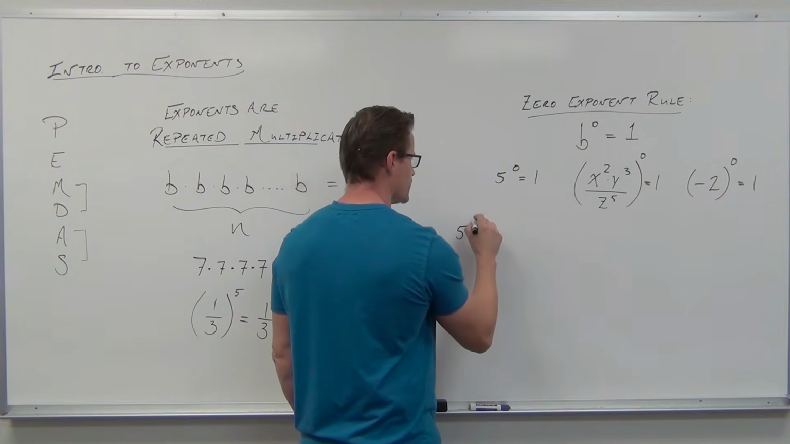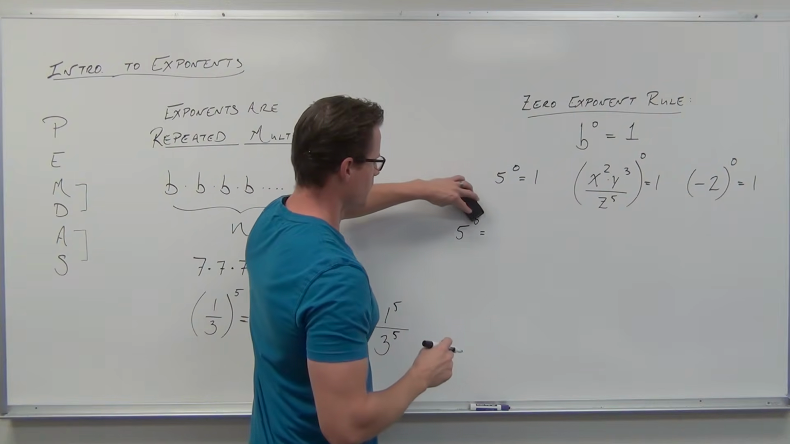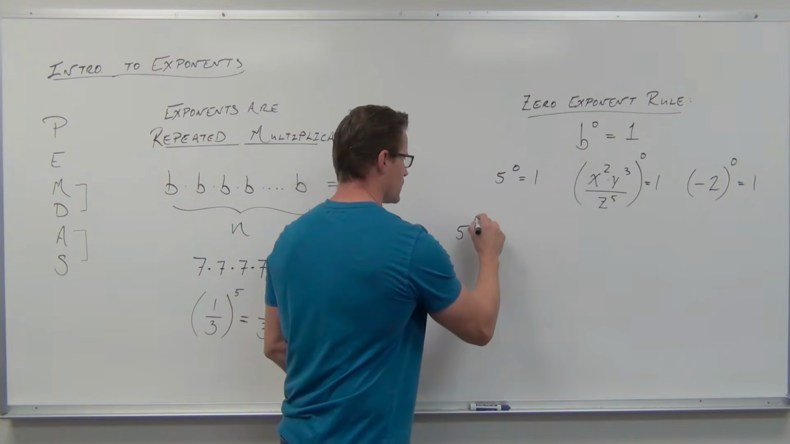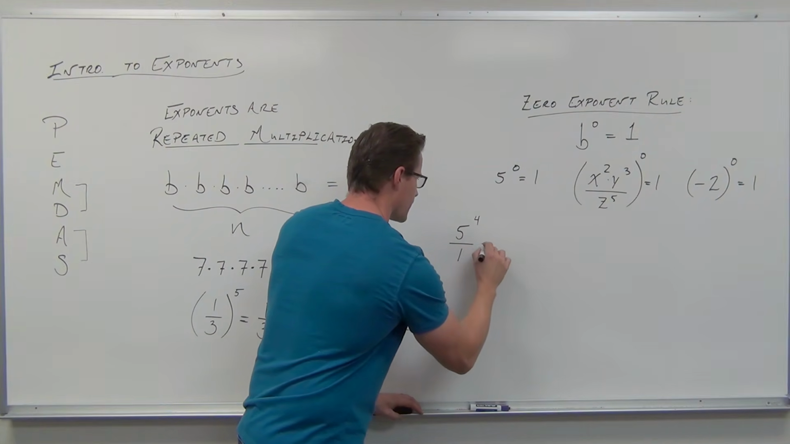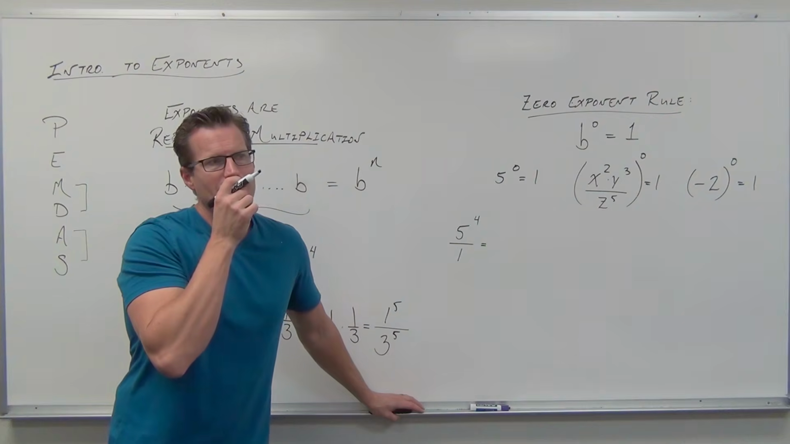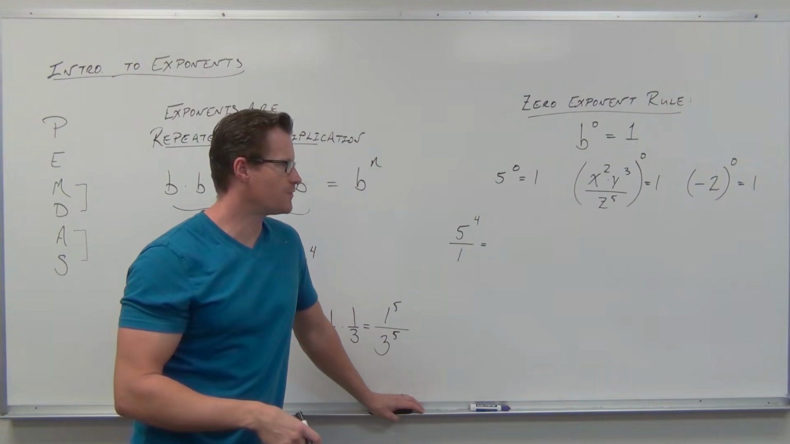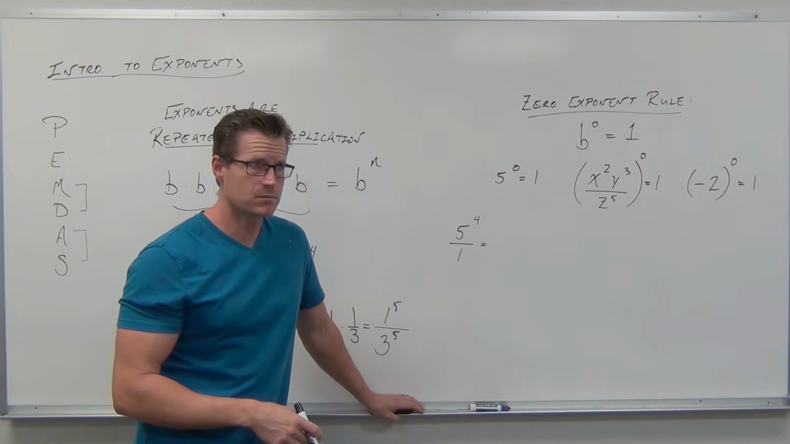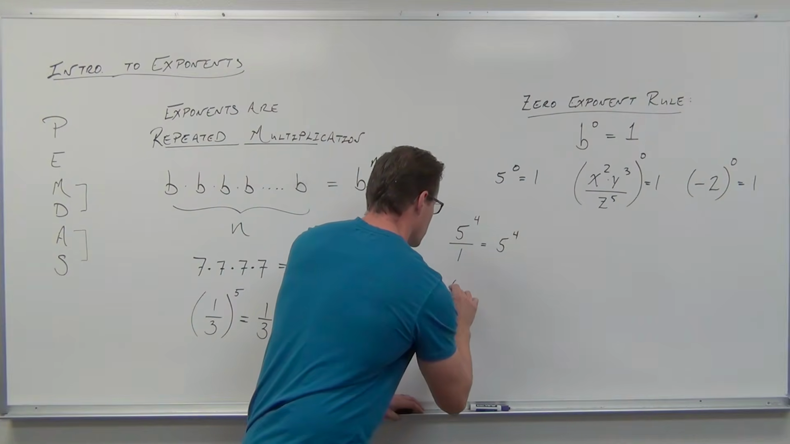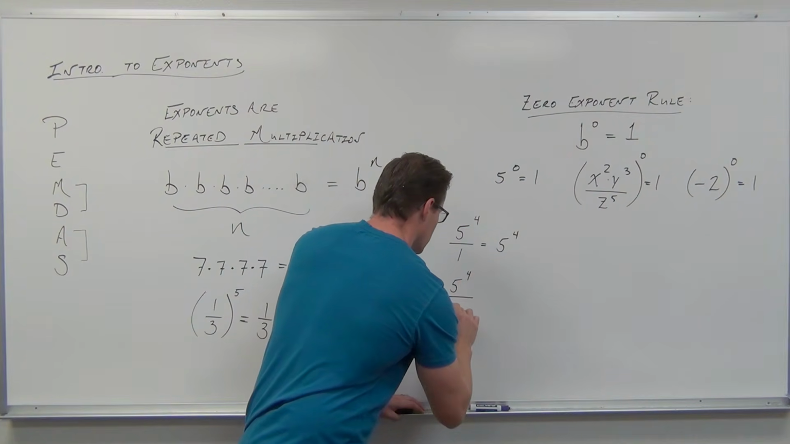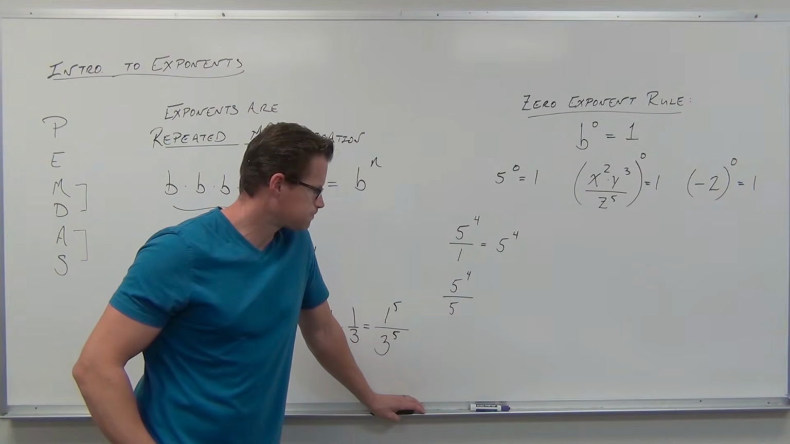Let's do 5 to the 4th. What we do know is that anything divided by 1 gives us back that anything. So 5 to the 4th divided by 1 would still be 5 to the 4th. How about 5 to the 4th divided by 5?